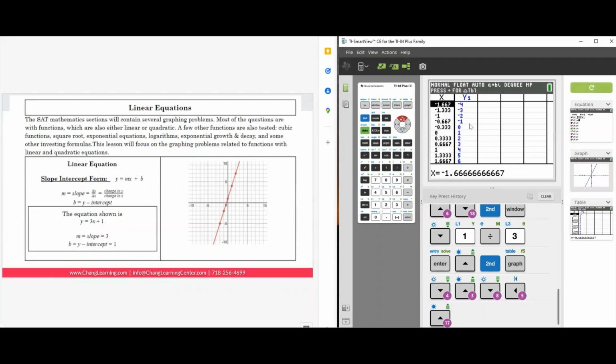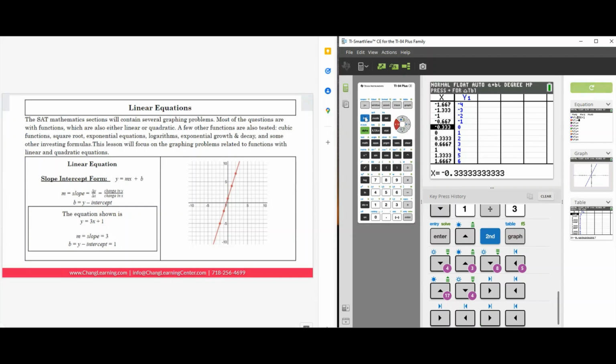And because the slope is 3, that means that the y values will change by 1 unit. So we have here the x-intercept as well on the table now. It confirms that negative 0.33333 and 0.